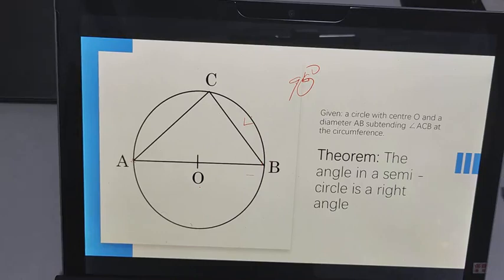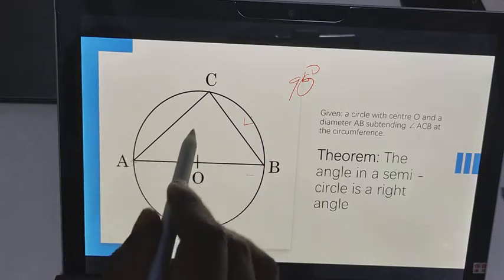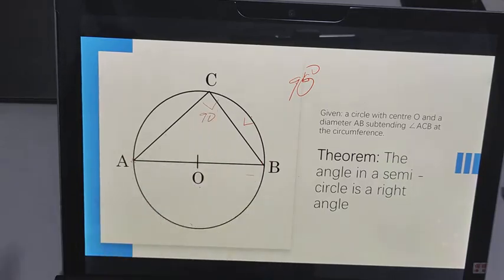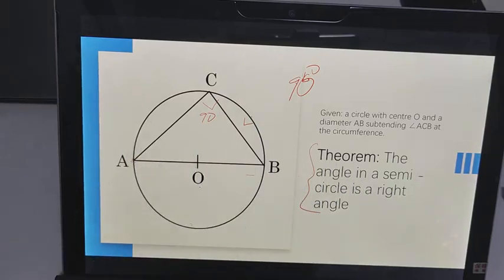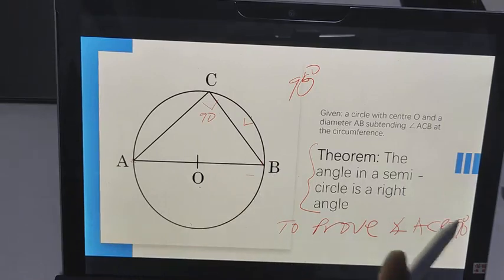So our task is to show that indeed the angle in a semicircle gives us 90 degrees. We want to prove that this theorem is true by showing that indeed the angle in a semicircle is 90 degrees. So we are going to show each other on that one. In this case we want to prove angle ACB is equal to 90 degrees. That's what we want to prove. So let's prove that.